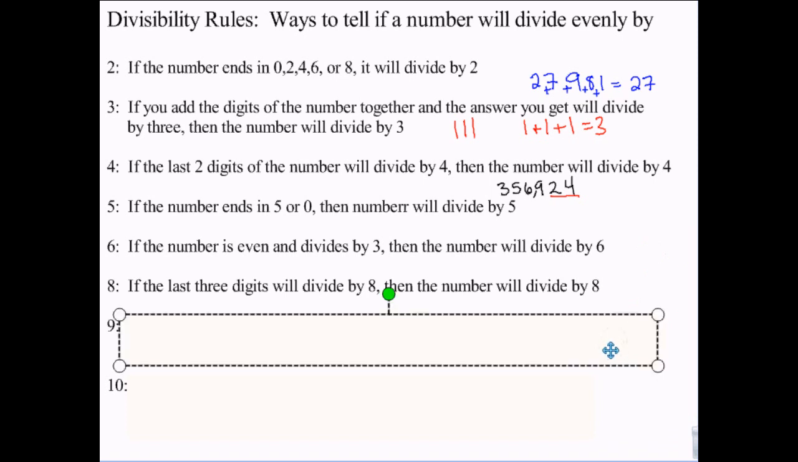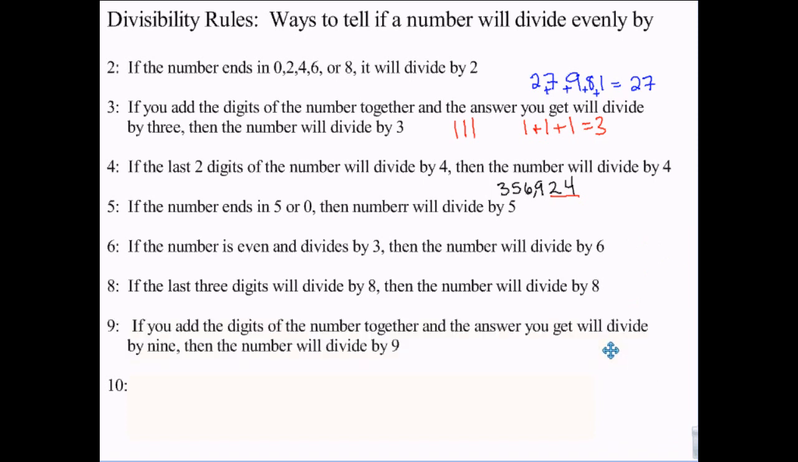9 is similar to 3. You add up all the digits, and if the sum of all the digits will divide by 9, then the whole number will divide by 9. So this number up here that I used, 27981, if I added those up, I got 27. 27 divides by 9, so 27,981 would also divide by 9.